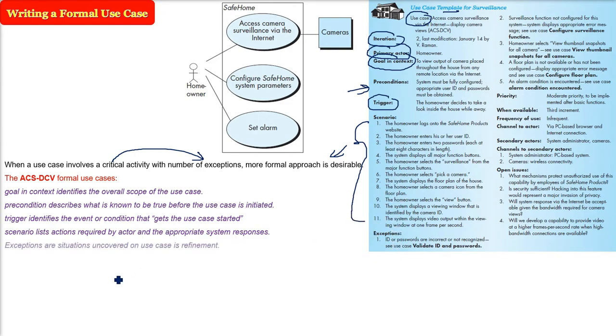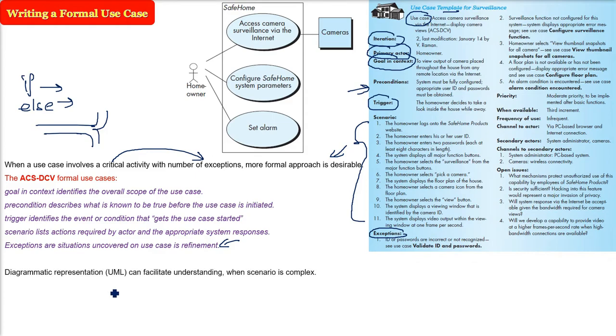So scenario is all the actions required by the actor and the appropriate software or system responses. Then comes the exceptions. These are the scenarios or situations which will refine your use case. Exceptions are not the failures. These will refine your system, like if, else, alternative interaction scenarios, or the options we are going to choose. Because there will never be a straight road in your life. There will be multiple roads. You have to choose all of them in your software development.